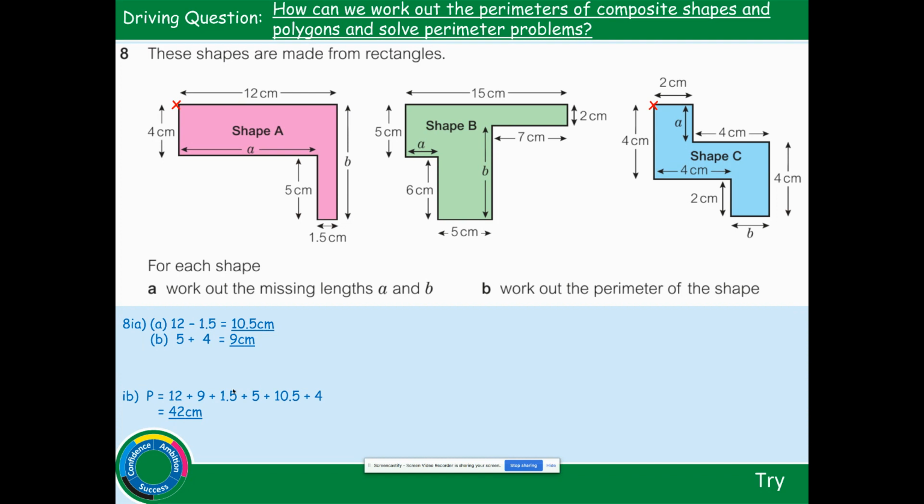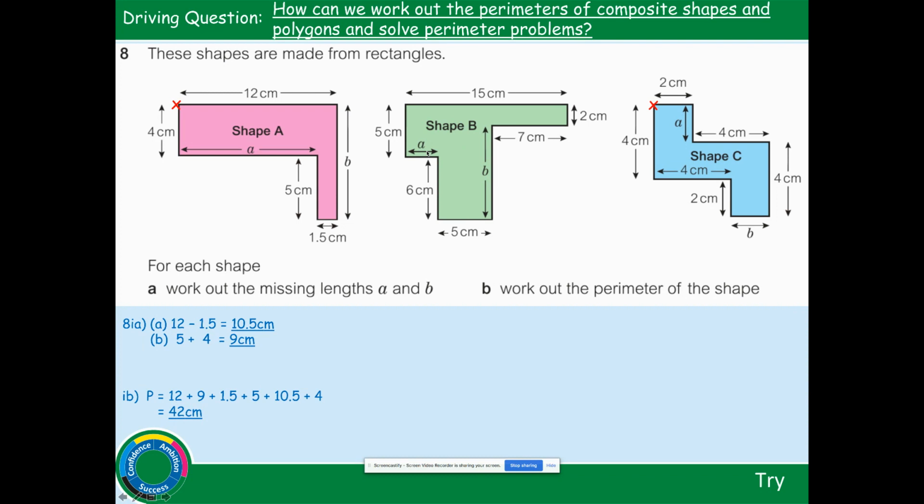Okay, the second question, B. First you've got to locate where the numbers are, right? Okay, we've got A here that we're trying to find. That's the horizontal line. And we've got B, this vertical line.